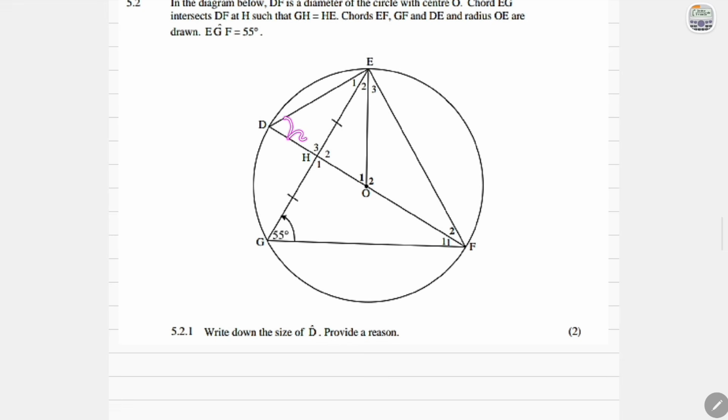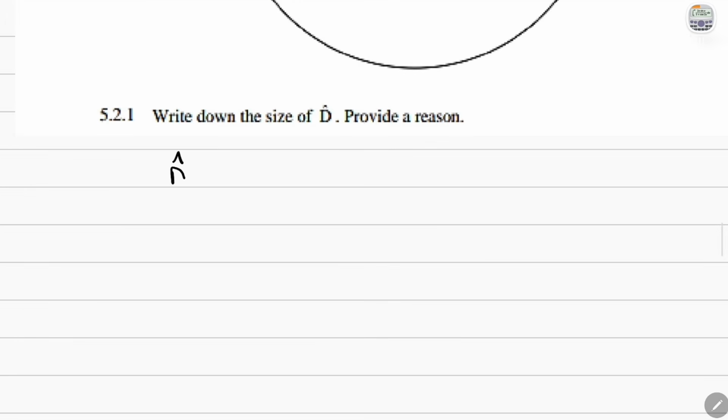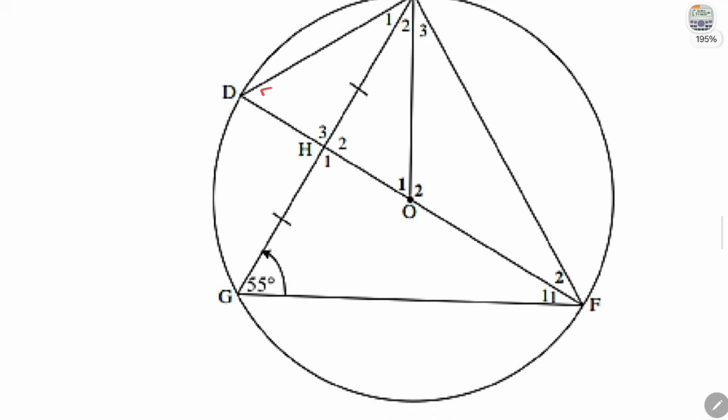So angle D. What is angle D? Do you see how it's also at the circumference, and it is subtended by this chord EF? Which other angle at the circumference is also subtended by this chord? That is the angle G. So we can see it's equal to 55 degrees. So angle D equals angle G, and therefore angle D is just equal to 55 degrees. The reason is because we have angles in the same segment. So this is 55 degrees as well. And let's just put our reason down.